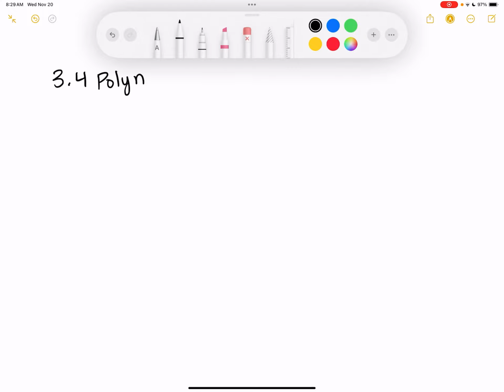3.4 polynomial functions, graphs, applications, and models.